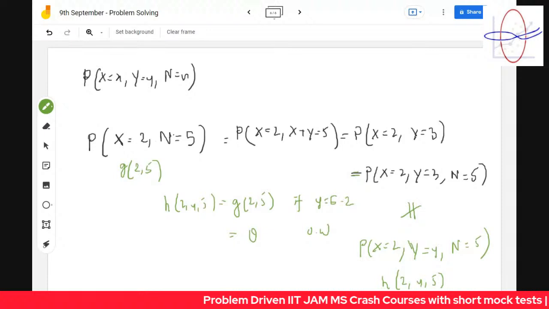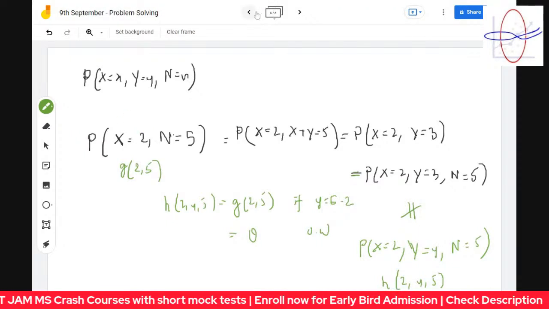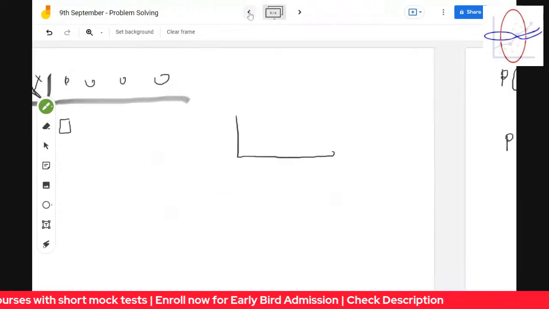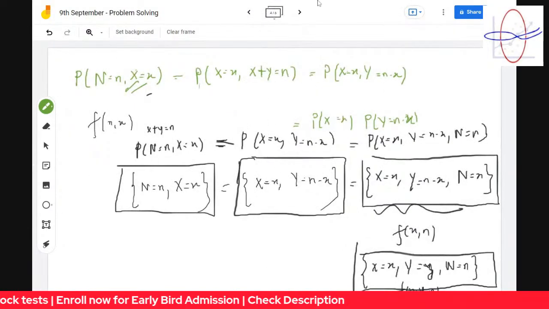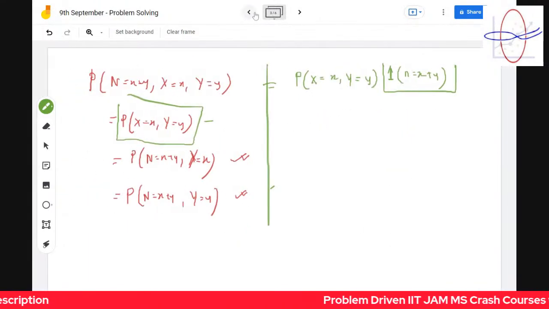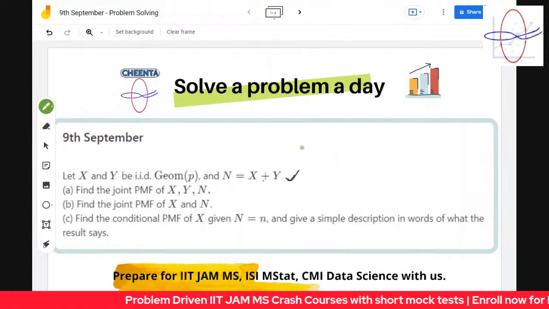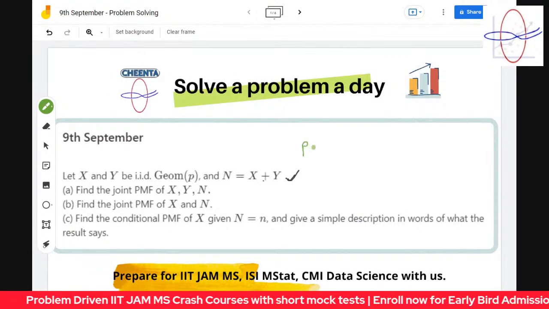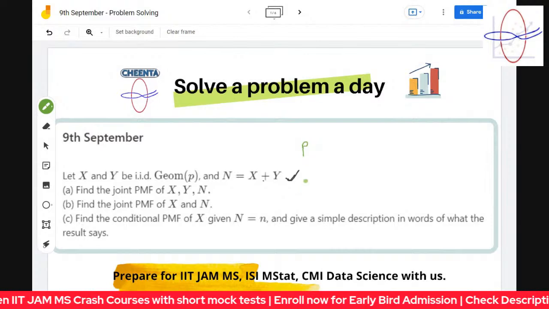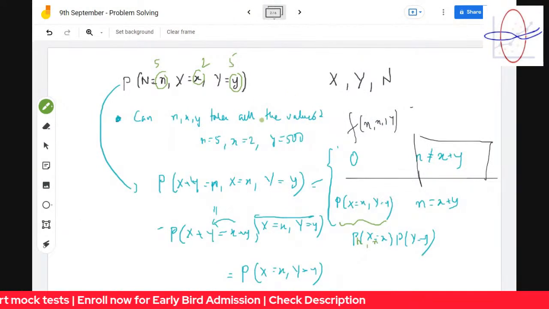Yeah, and then g of 2, 5 is the answer for the second problem. You're right. Means what I was saying is that the probability value which we will get for question number A is the same as the probability value of question number D. No, it will not be the same. Yeah, there is an extra condition of 0 when n is not equal. Yeah, that means they're not the same.